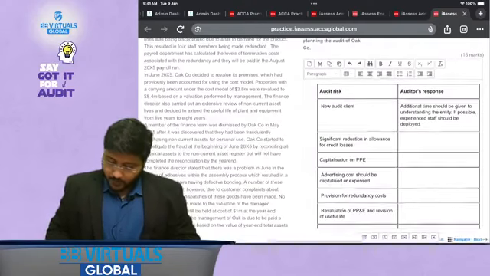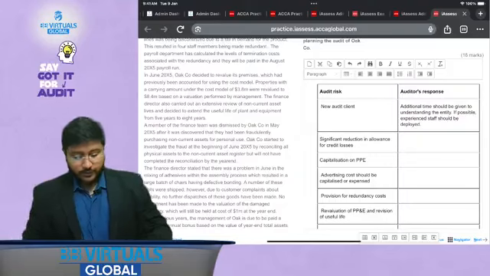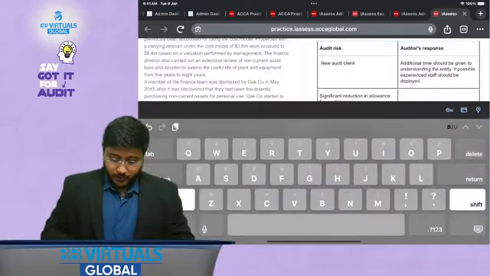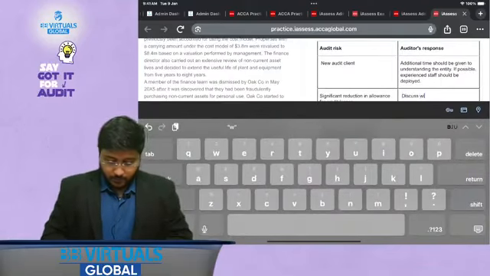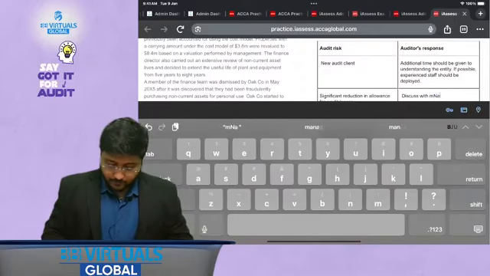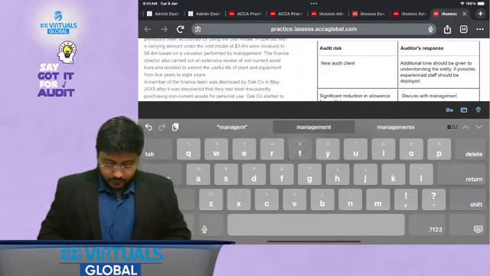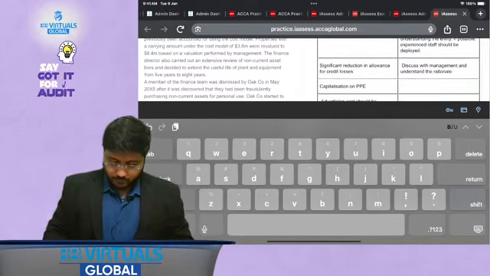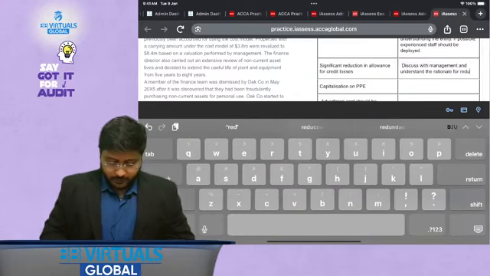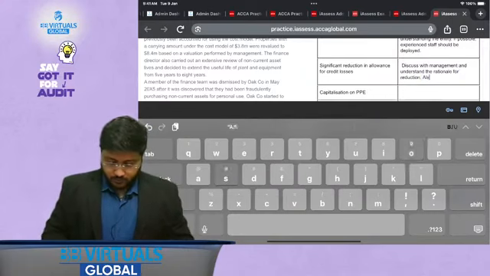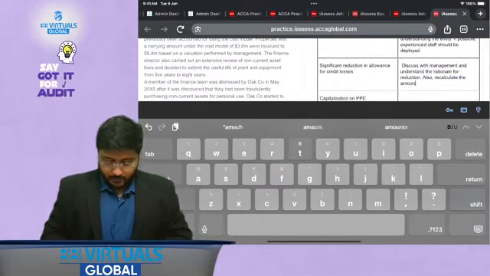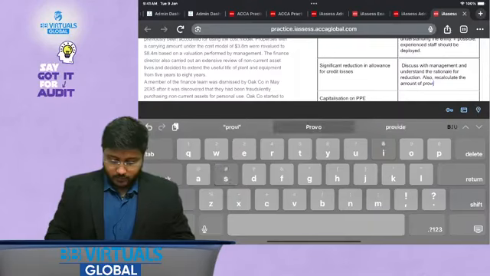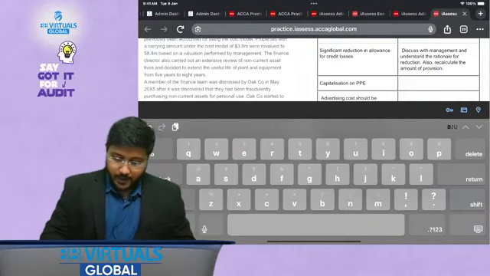Okay. Now, after this, significant reduction in allowance for credit losses. So, discuss with management and understand the rationale for reduction. Also recalculate the amount of provision.